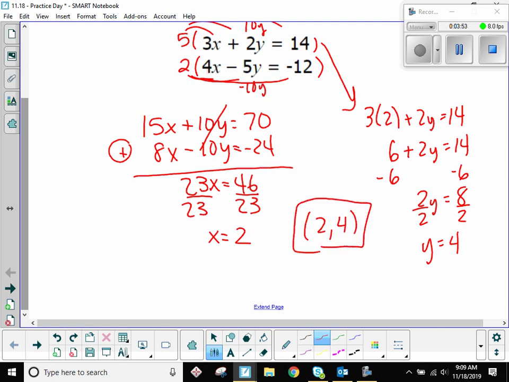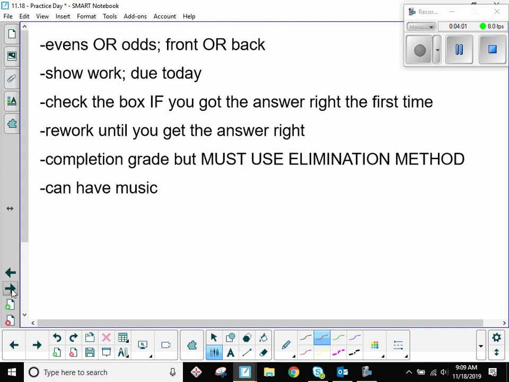Okay? And this process is what you're doing on your worksheet. You do not have to do that whole worksheet. Let me tell you what I want from you. I want you to do either evens or odds, front or back. So that'll be just like 6 problems total. Show your work. It's due today.